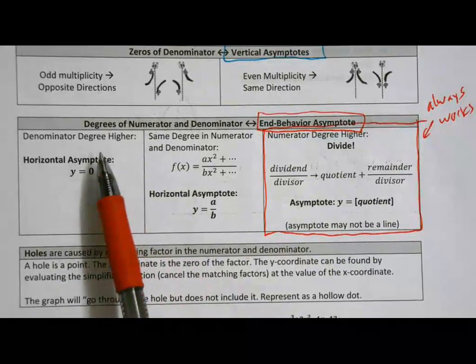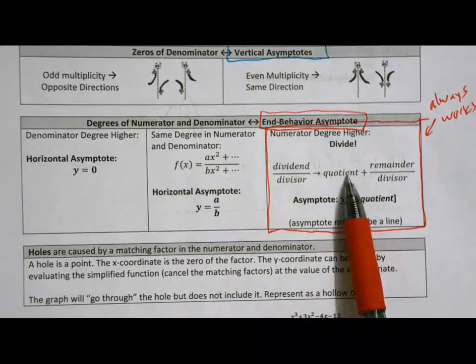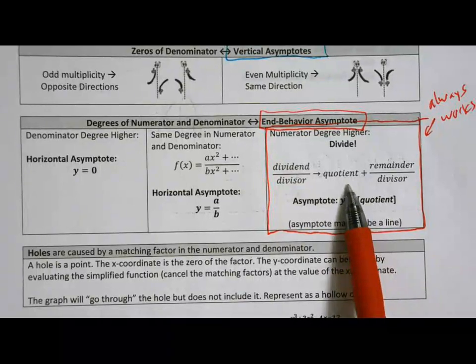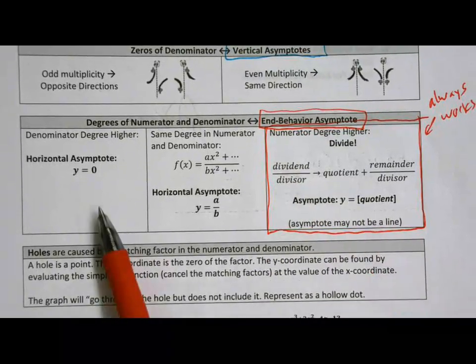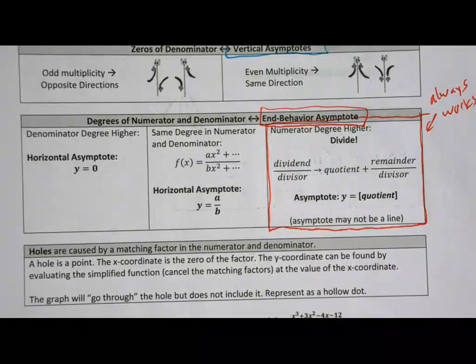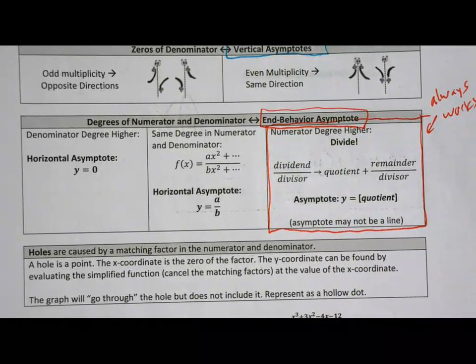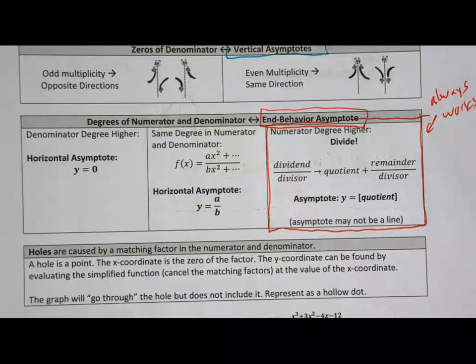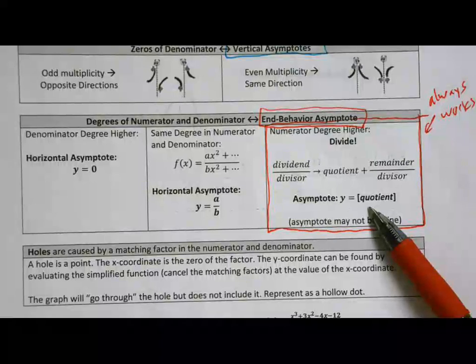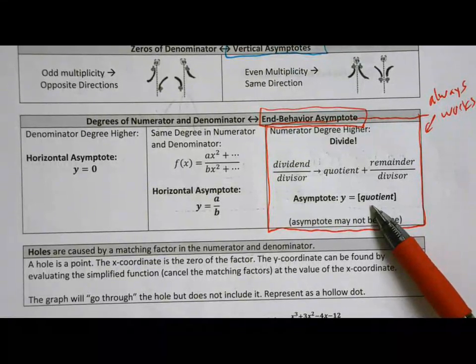However, you can deal with both of these situations using this third one. This third one always works. These ones only work if you match it up to the correct situation. So if you're ever on a test and you can't remember, is this the one where it's automatically y equals 0? Or is this the one where I have to divide? If you can't remember, then go with this, because this always works.